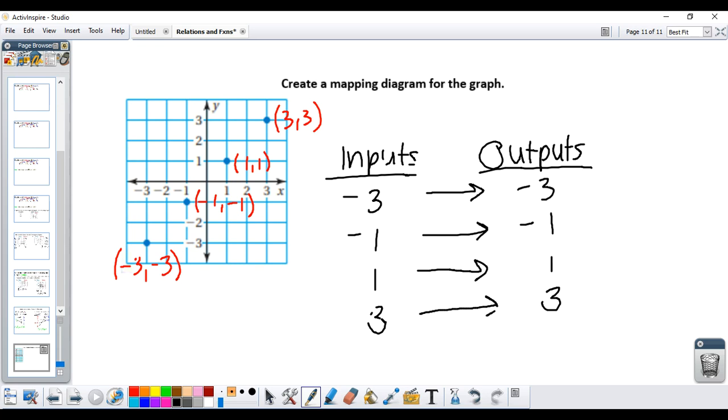This one would be a function. I only have 1 arrow coming from every input, but I don't need to do that yet. It did not ask me for it. It just asked for the mapping diagram. So this would be our answer here. So when you have a graph, list out your ordered pairs real quick, and then create your diagram.